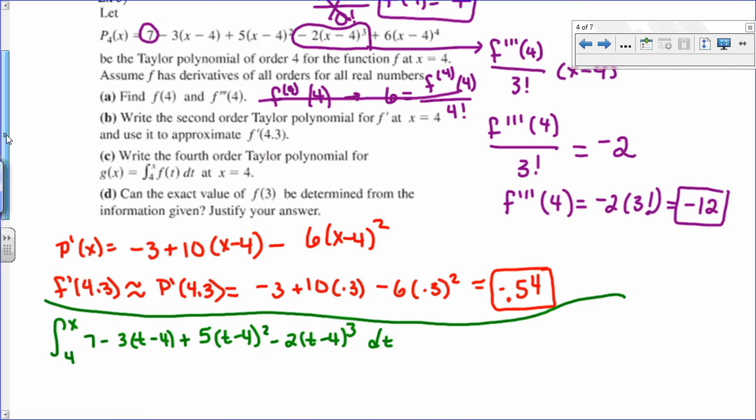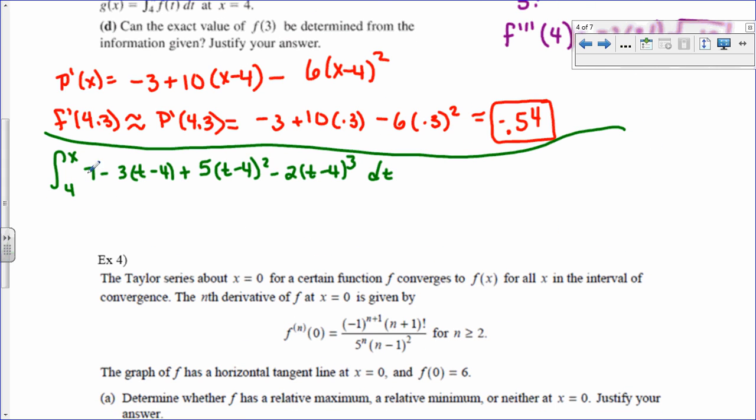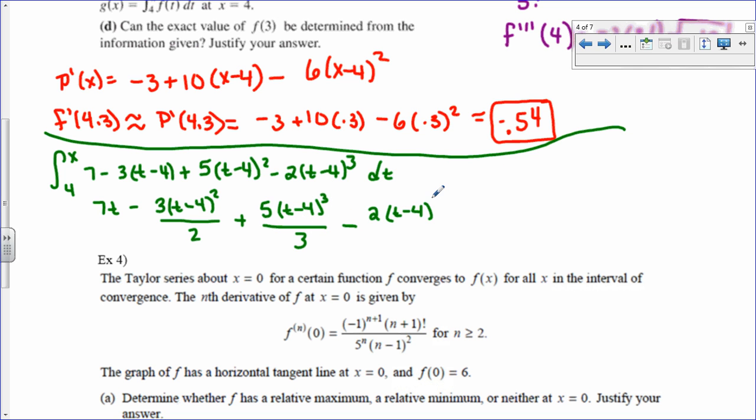So I'm supposed to take the antiderivative of that, plug in x and 4. If I take the antiderivative with respect to t, I get 7t minus 3 times (t minus 4) squared, add 1 to the power, divide by the new power. Then 5 times (t minus 4) cubed over 3, and then minus 2 times (t minus 4) to the fourth over 4. So there's the antiderivative.